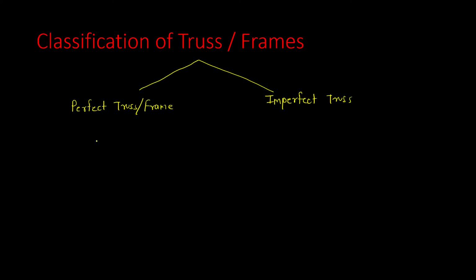Now what is the condition for a perfect truss or a perfect frame? The condition for a perfect truss or perfect frame is M should be equal to 2j minus 3. Now we'll see what M and J are, but this is the condition for a truss to be a perfect truss. Then for an imperfect truss, M is not equal to 2j minus 3.